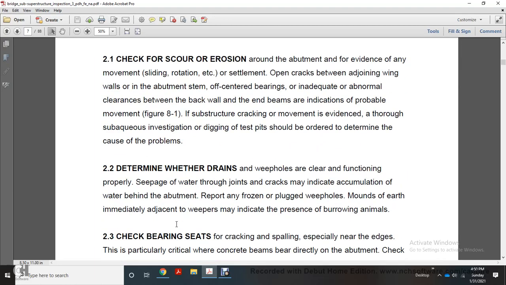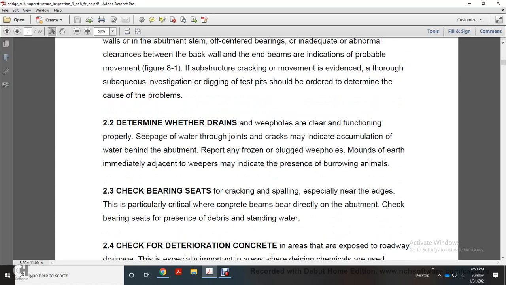Determine whether the weep drains and weep holes are clear and function properly. Seepage of water through the joints and cracks may indicate accumulation of water behind the abutment. Report any frozen or plugged weep holes. Mounds of earth immediately adjacent to weepers may indicate the presence of burrowing animals.